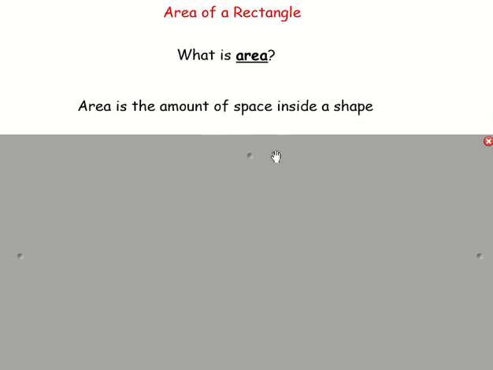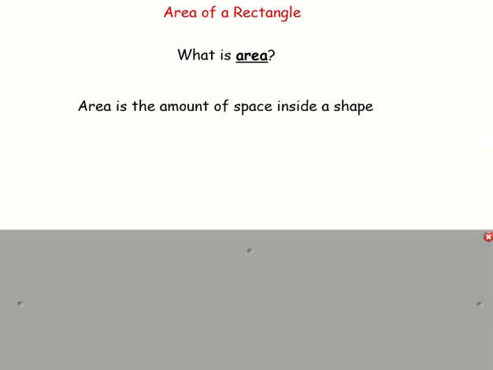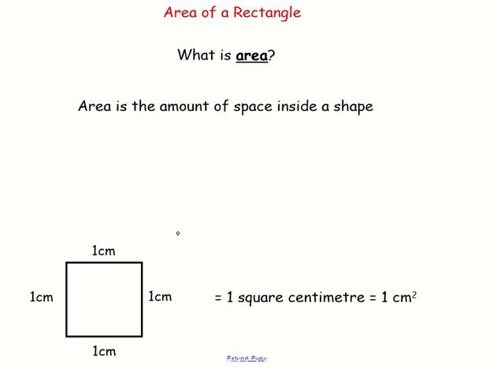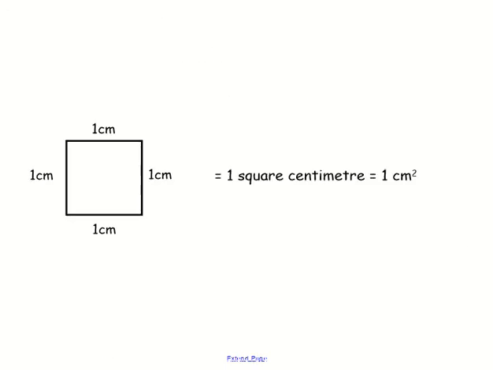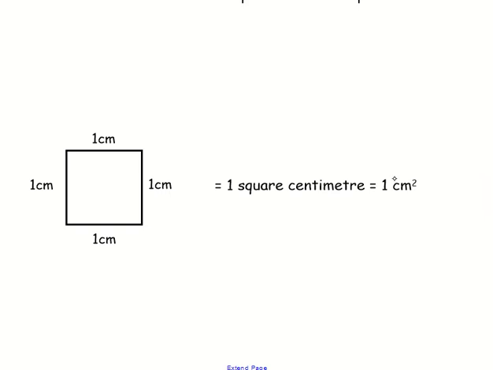So first of all, just make sure we know what we mean by the area. It's the amount of space inside a 2-dimensional shape. So I have a rectangle here, and we generally measure area in squared units. So in this case, if our lengths are in centimetres, then our unit of measurement would be square centimetres.